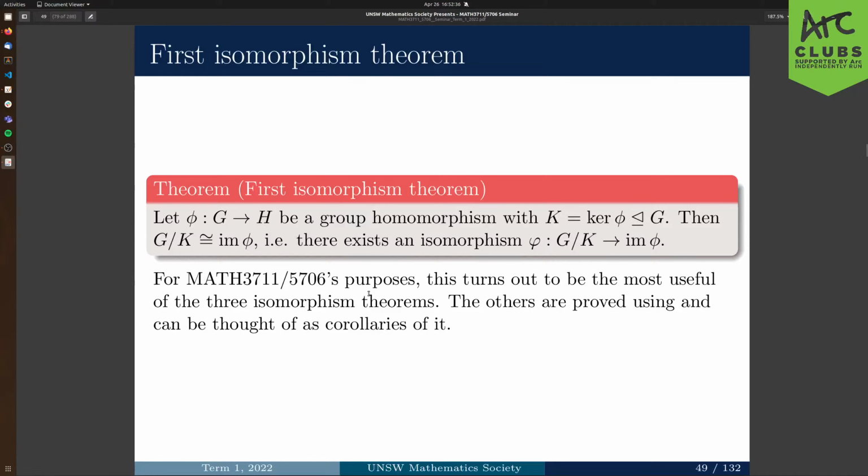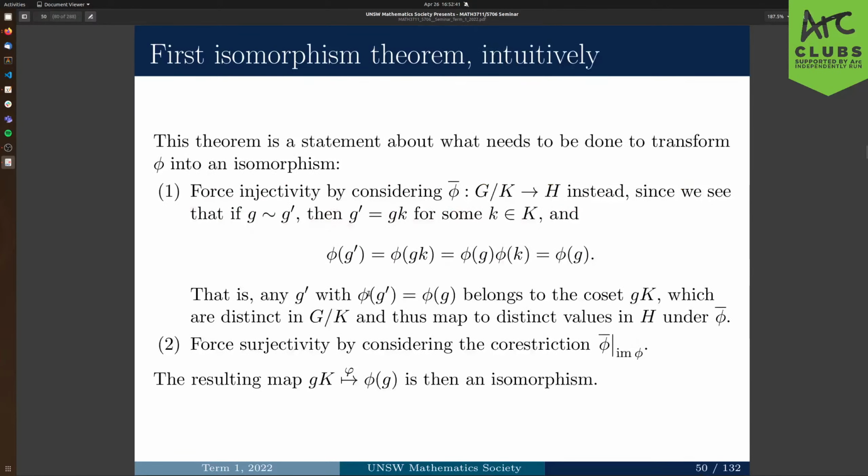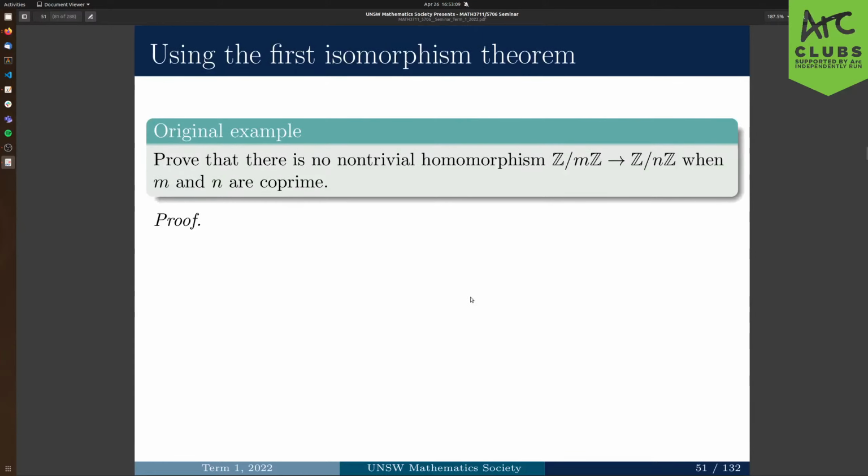The second and third isomorphism theorems that we'll look at in a minute are basically just corollaries of this. If you don't see why that's the case, I've got a mini proof or justification. I'm not going to go through it, so you can have a look at it on the slides once they're uploaded, or you can watch this recording back. It turns out this is a nice way to make the homomorphism we started with an isomorphism. The statement of the theorem is basically, how do I turn a homomorphism into an isomorphism? But I'll let you read about this later on.